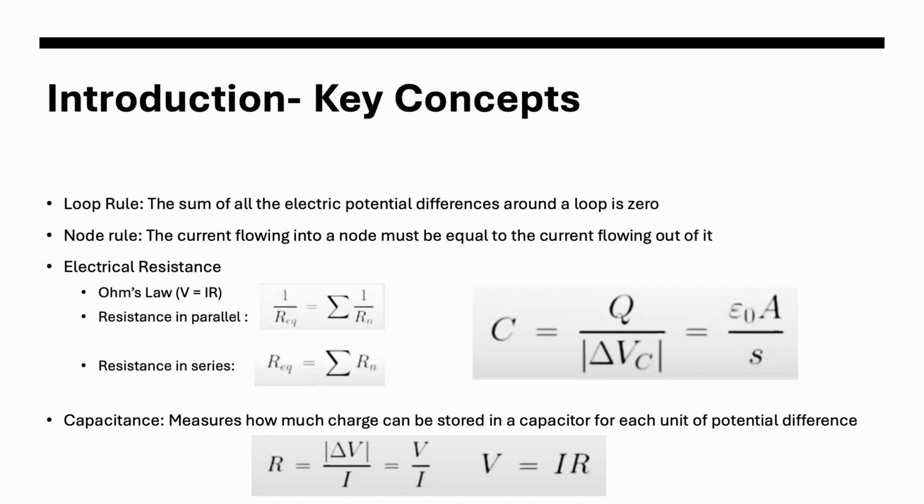Introduction. So these are the key concepts that will be used throughout the lab. The loop rule, which is the sum of all the electrical potential differences around a loop is zero. The node rule means the current flowing into a node must be equal to the current flowing out of it. Electrical resistance includes Ohm's law, resistance in parallel, and resistance in series. And you can see these equations here.